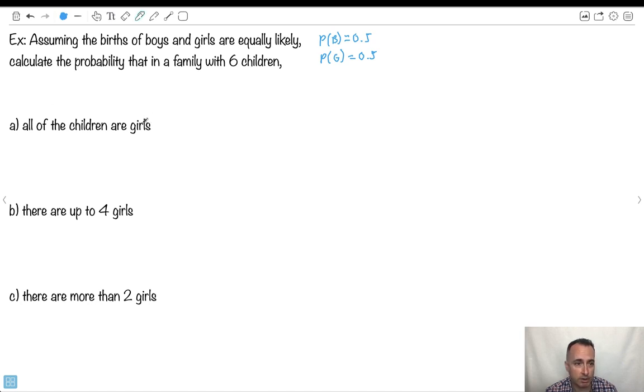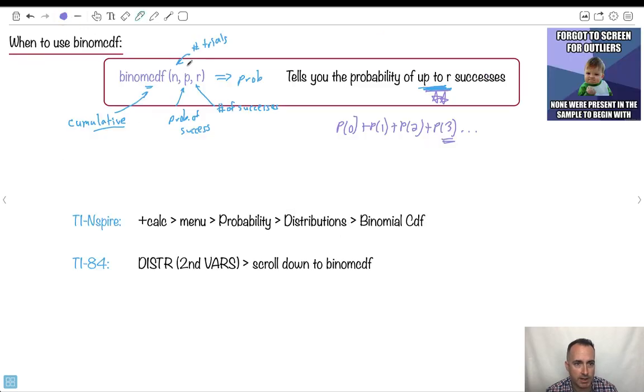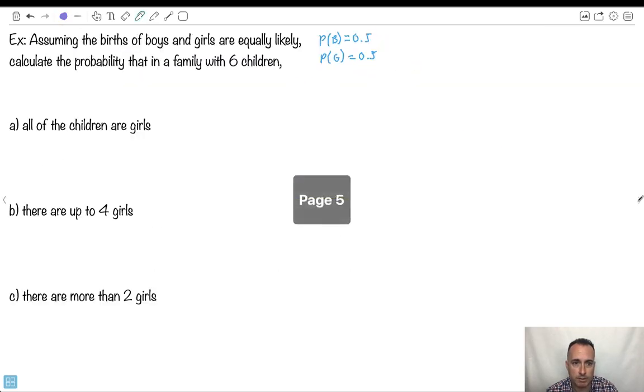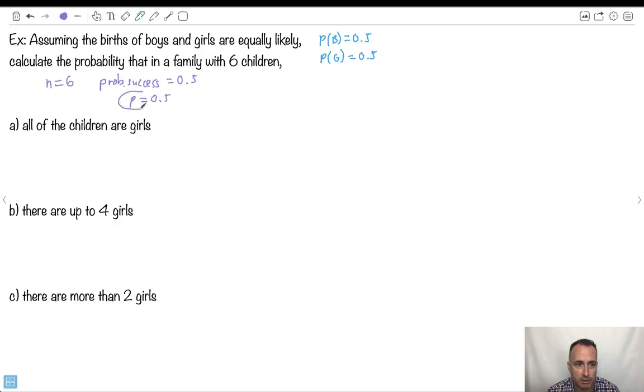All right, so if all the children are girls, what does that mean? Well, there's 6 kids. So it's really important to consider what these different values are, because both binom PDF and CDF need n, p, and r. So we need to know that. What's n? n is the number of trials, the number of times you repeat the experiment. In this case, there's 6 kids, so n will be 6. How about the probability of success? In this case, success will be to have a girl, so p equals 0.5. The probability of a girl is 0.5, and n is 6. Now r is going to vary. It's going to depend on the question.